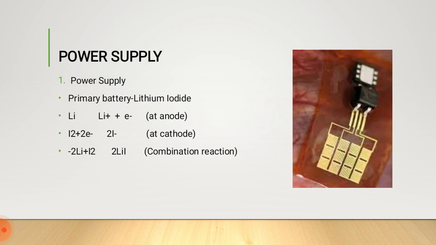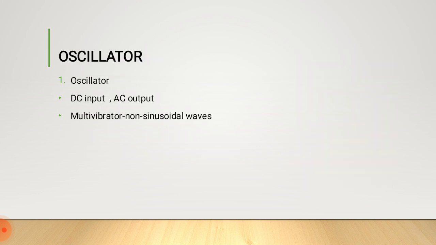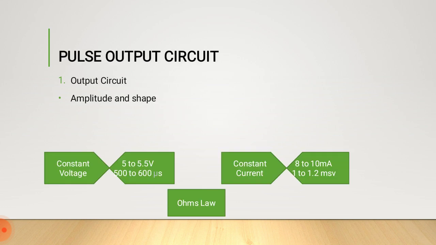Power supply. We are using the lithium iodide battery in the pacemaker because its duration is 12 to 18 years. Oscillator is nothing but a DC to AC converter. While giving the DC input, it gives AC output. In a pacemaker, we are using the multivibrator. It doesn't produce any sine waves. It can produce a square wave.